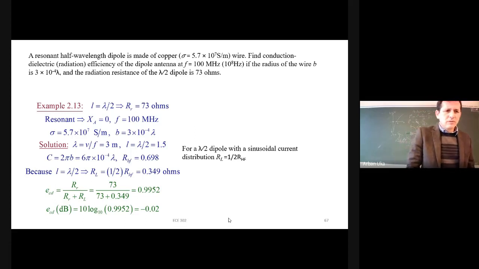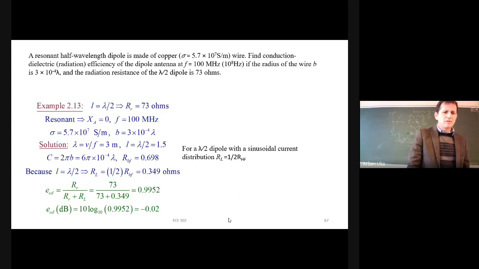If the radius of the wire is 10 to the power minus 4 times lambda, and the radiation resistance is 73 ohms. Okay, so that's the problem. And we have here the frequency, which is 100 megahertz, which makes 10 to the power 8 hertz. We have the conductivity value, we have the b, and all the relevant quantities.